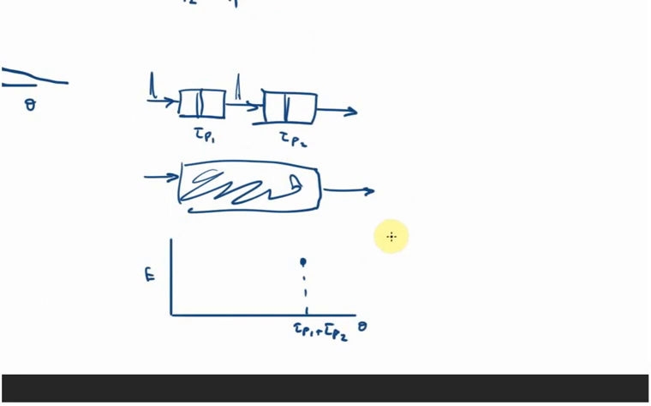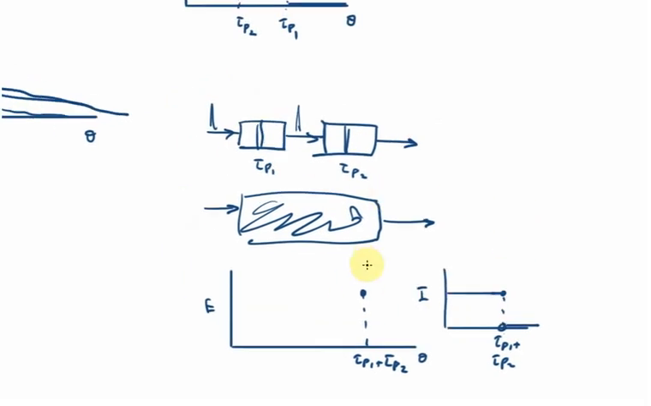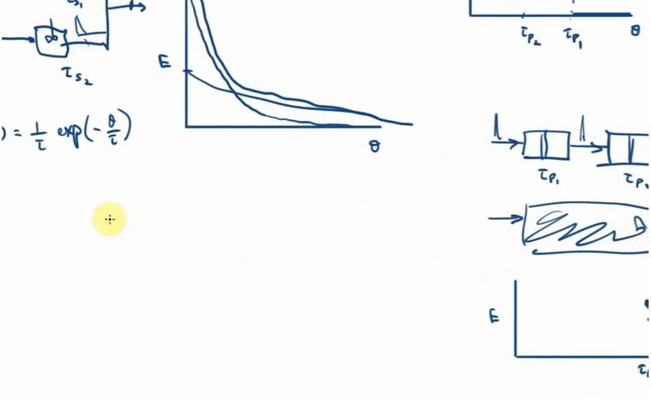And then, of course, I of theta is in a similar way going to, everything will be retained up to the time tau P1 plus tau P2, and it's 0 thereafter. So empty, well, that's a matter of choice there. But anyway, that's the case of PFRs in series. Then, of course, how about CSTRs in series?